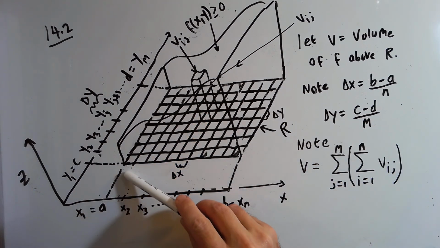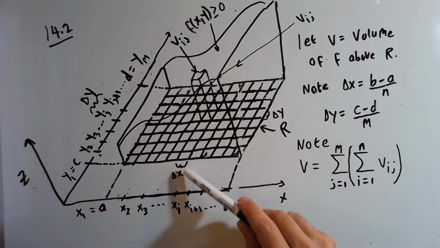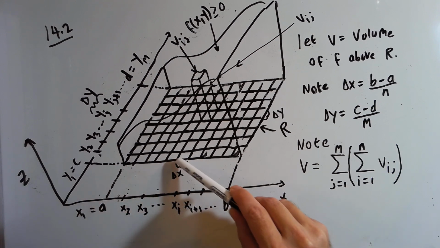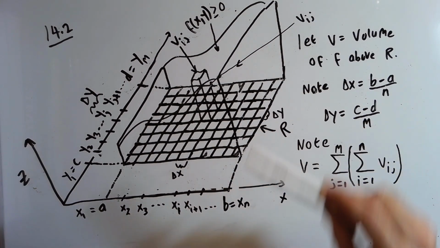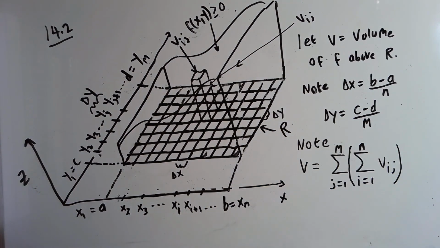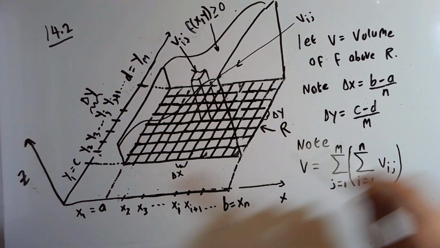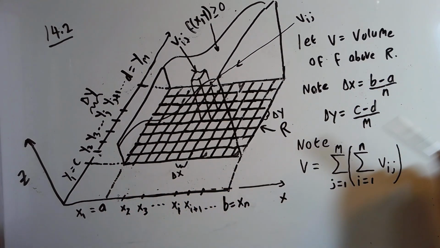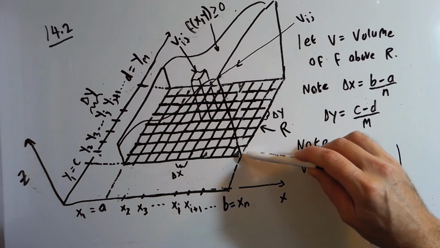I want the spacing between all the rectangles to be the same sizes, and let's say they're delta x this way, so from here to here, and along this way I want them all to be delta y. So to get that, then delta x would be (b minus a) over n, say you have n of them this way, and delta y would be (c minus d) over m. So say you have m of them this way.